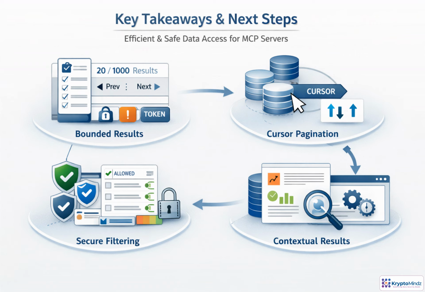The core lesson is simple. Production MCP data tools must be bounded, safe, stable, and useful. Set clear limits and continuation tokens. Use cursor pagination with reliable ordering. Validate filters and search against policy and tenant boundaries. Return concise results that guide the next action. Next, we'll test these choices under scale, edge cases, permissions, and failures.